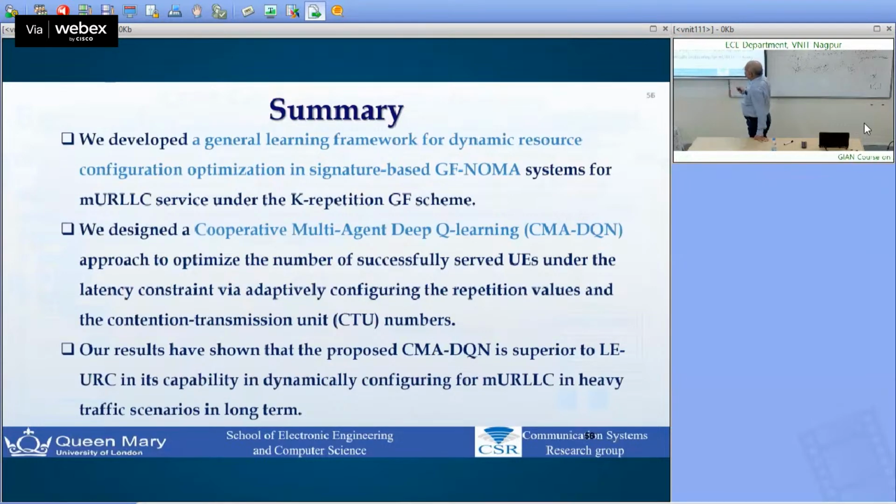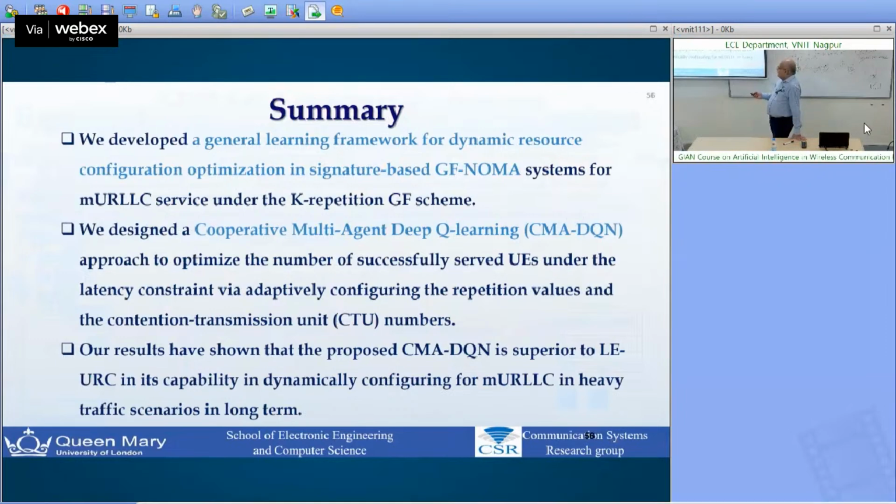So basically we have two agents, dynamically changing. We found that the K repetition scheme will not meet the latency constraint, but proactive can meet the latency constraint. So that's why the proactive scheme is better than the K repetition scheme. Now, here we haven't considered multiple configuration grant. Here we have only a single configuration grant.